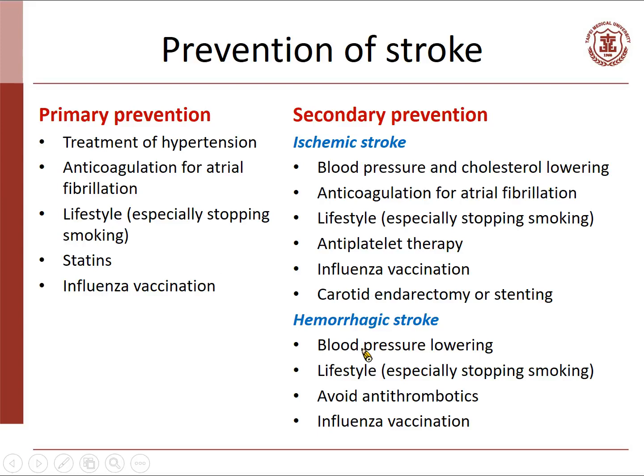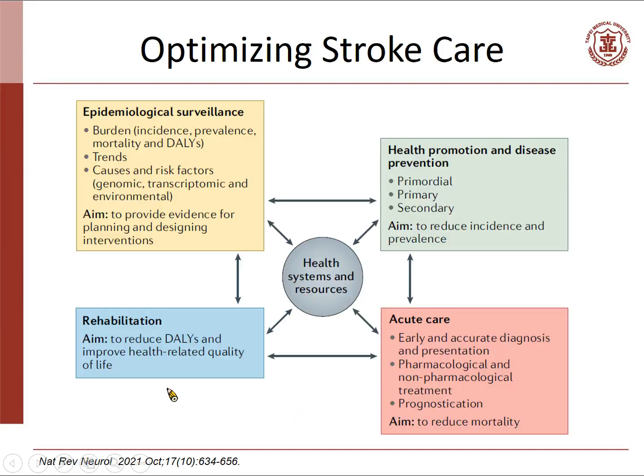For hemorrhagic stroke, blood pressure is most important, along with lifestyle and avoiding some medications. So we have noticed that good stroke care is not only acute management. Sometimes we need education and lifestyle modification, and we may need some rehabilitation if the patient has had a stroke and has a neurologic deficit. Rehabilitation is important to reduce complications and help the patient return to normal life.